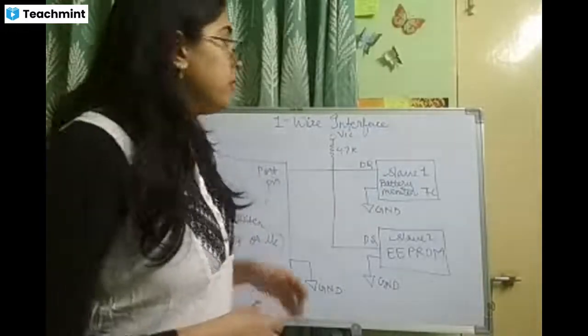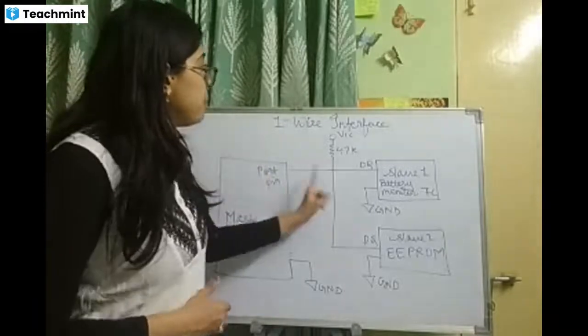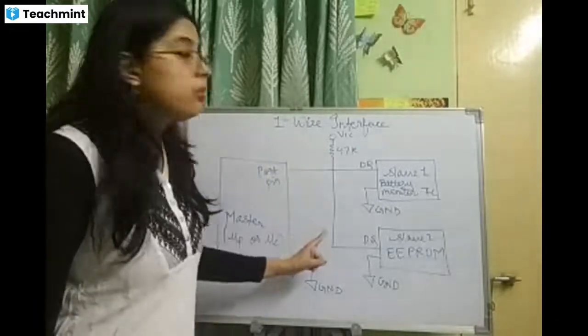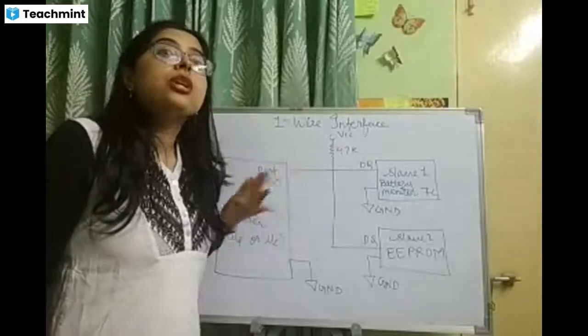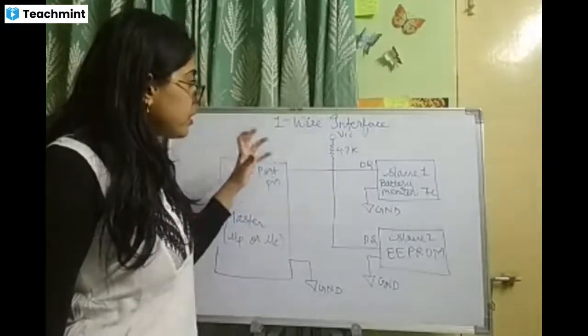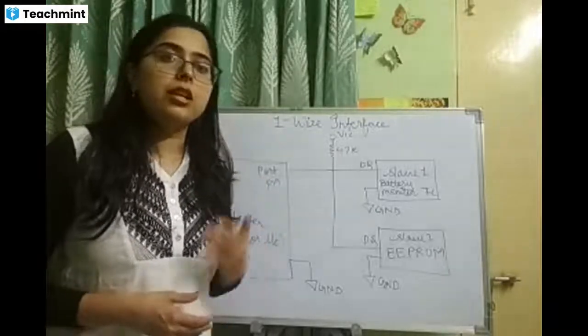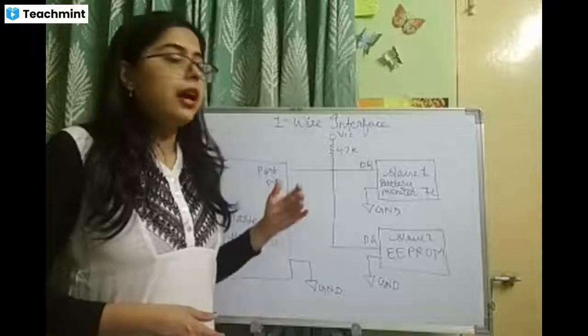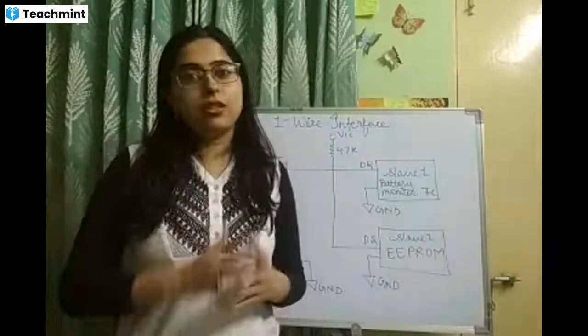Okay. Now, when the master sends a reset pulse on the one wire DQ line, this DQ line is pulled to logic low. Okay, and whenever it is pulled to logic low, the slave device understands that communication has to be started, and communication is all by the master.